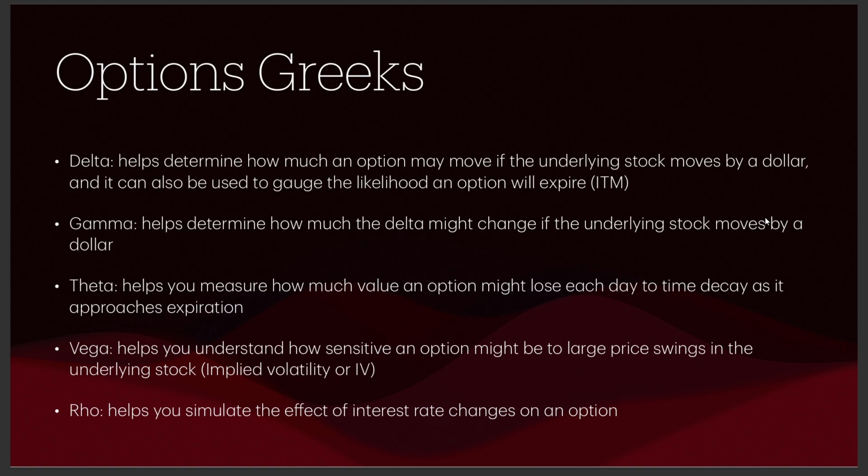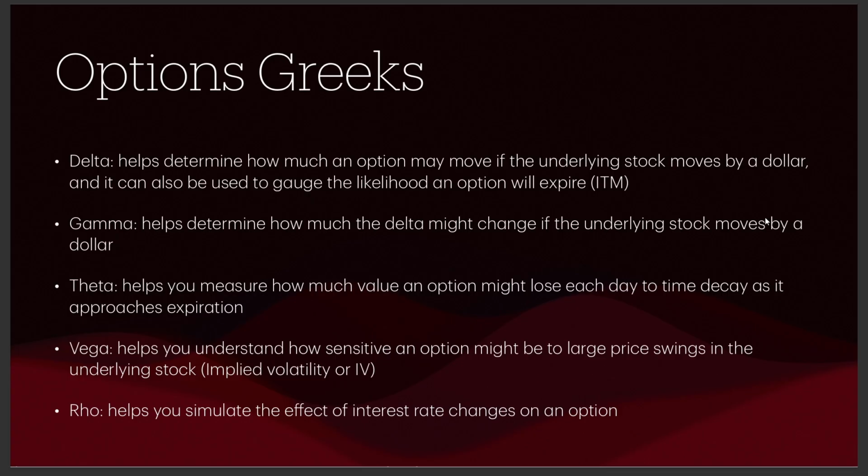So when you're looking at delta, that gives you an idea, if the stock is moving with or against you, of how much your option's price will move with every $1 in the underlying movement.